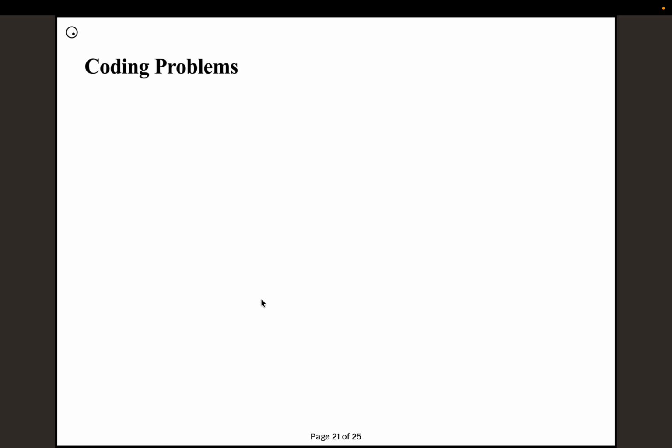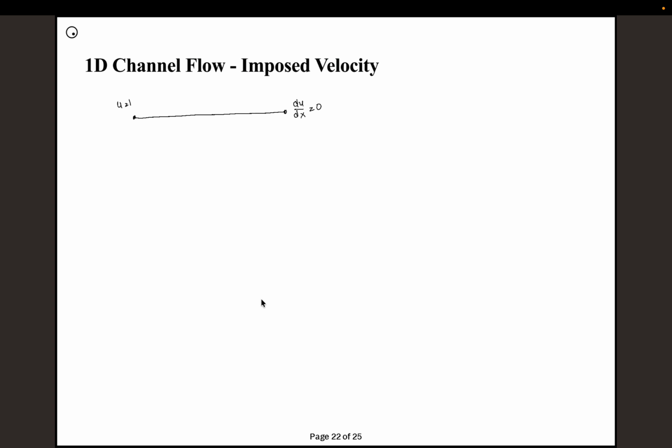Okay. Now we have already looked into coding problems. So let's take one simple problem, 1D channel flow, where you have a grid and let's say we specify velocity v equal to so and so. And here let's say we specify du dx is 0. And we need to solve this problem. So now we'll see how we can actually solve this.